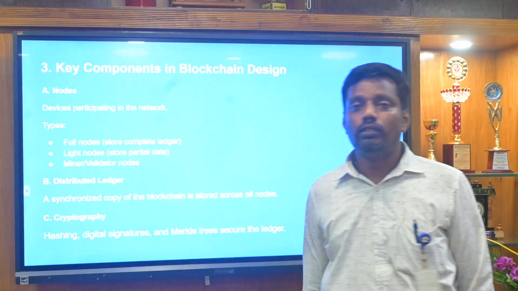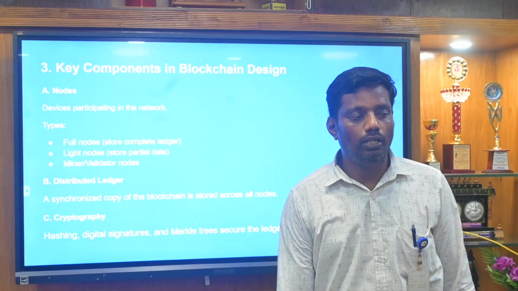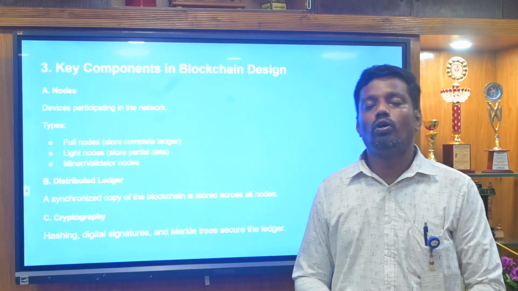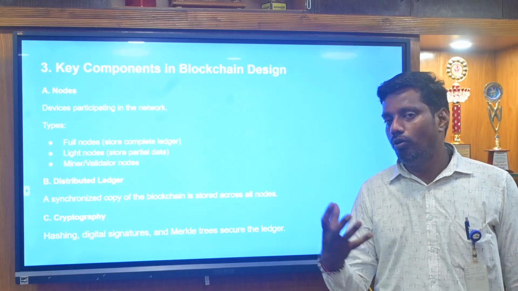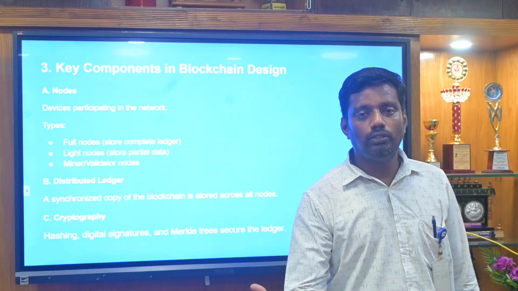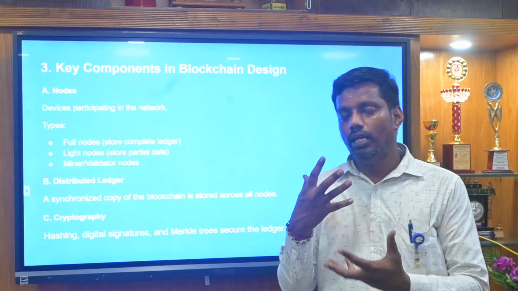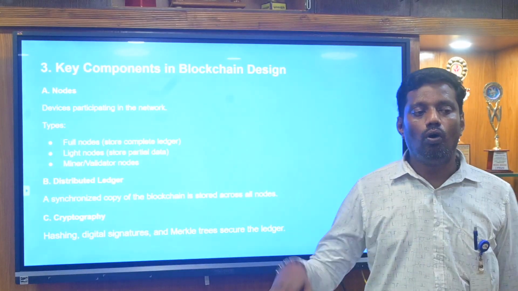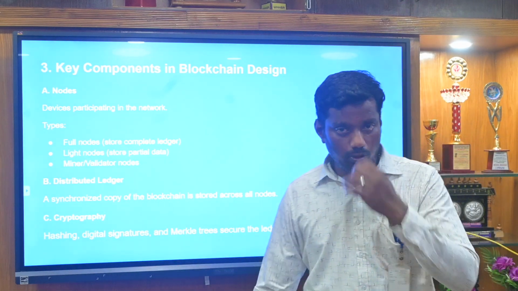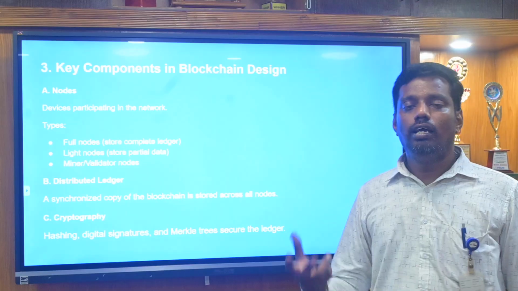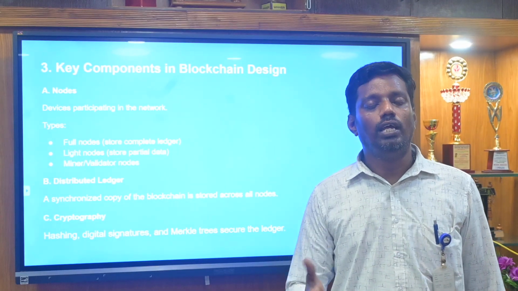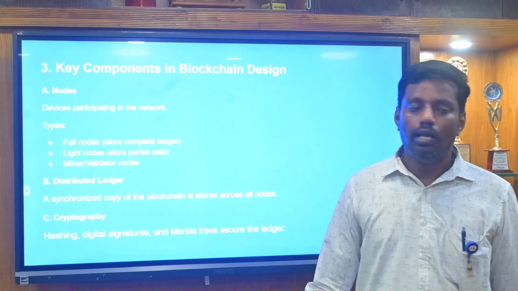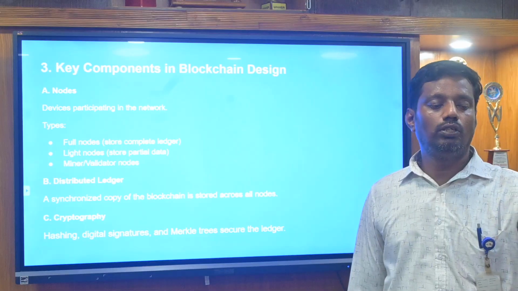Then the next one is the distributed ledger. The distributed ledger is a synchronized copy of the blockchain stored across all the nodes. We know that in a blockchain the data does not have a centralized control. The data is not stored centrally, it is stored in a distributed manner. That is the synchronized copy of the blockchain stored across all the nodes. The third one is cryptography. Cryptography provides privacy as well as protection mechanisms, like hashing techniques, digital signatures, and Merkle trees, which secure your ledger.